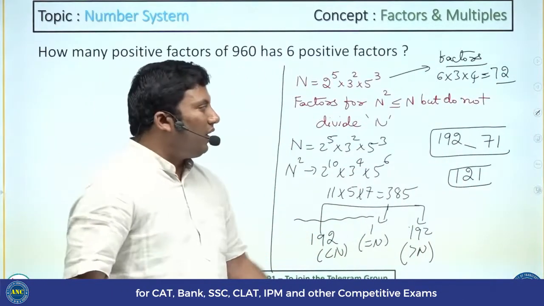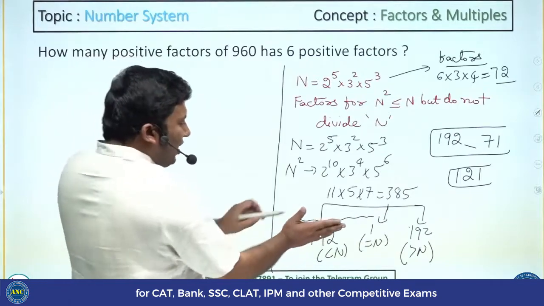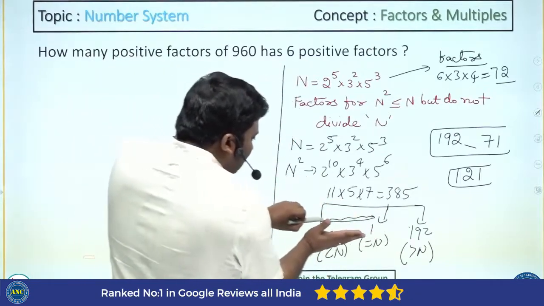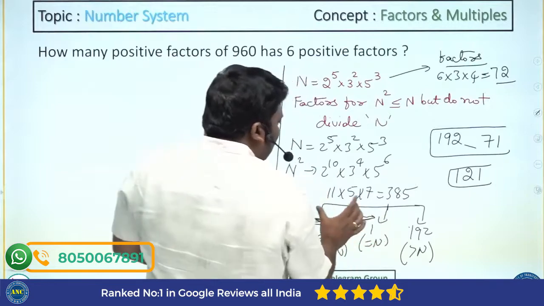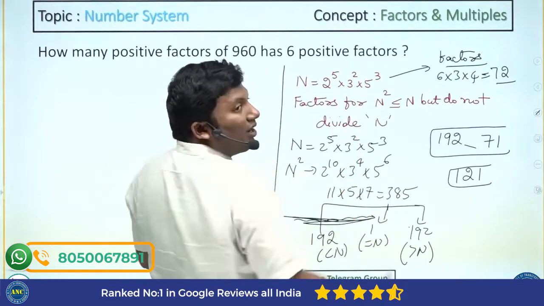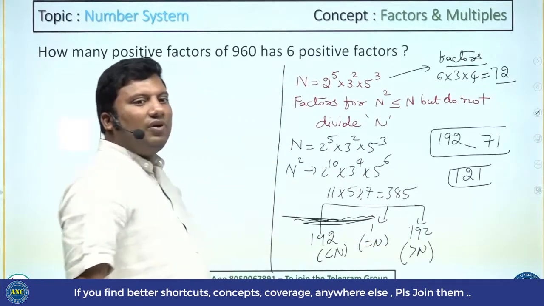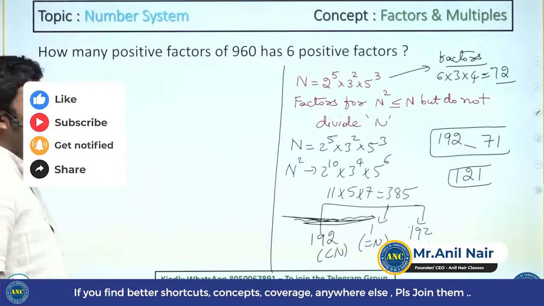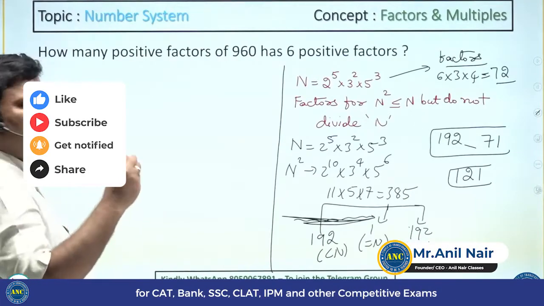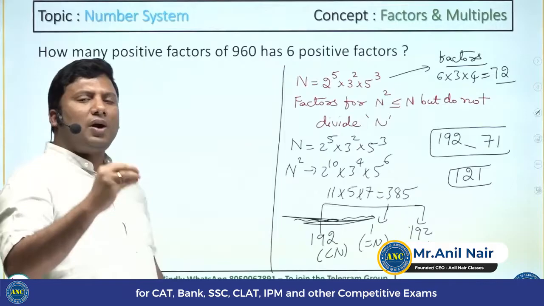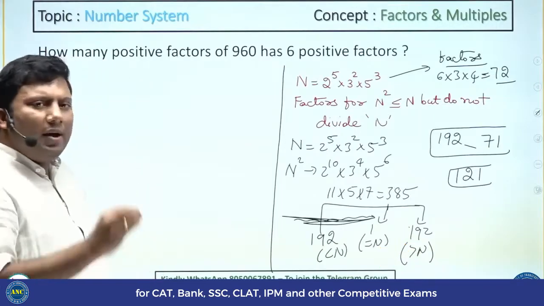Why are we doing 192 minus 71? We require the factors less than n. Totally, from 1 to n, that is the number of factors. Less than n we require. Once you understand the concept, you can solve this problem very, very easily.